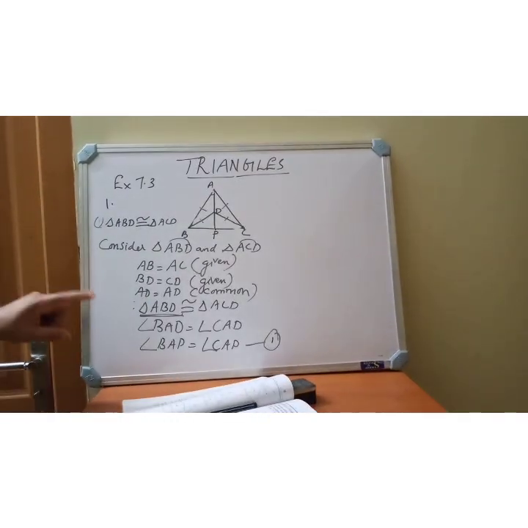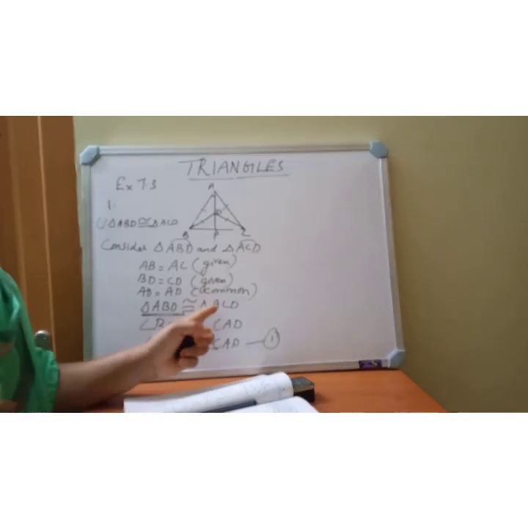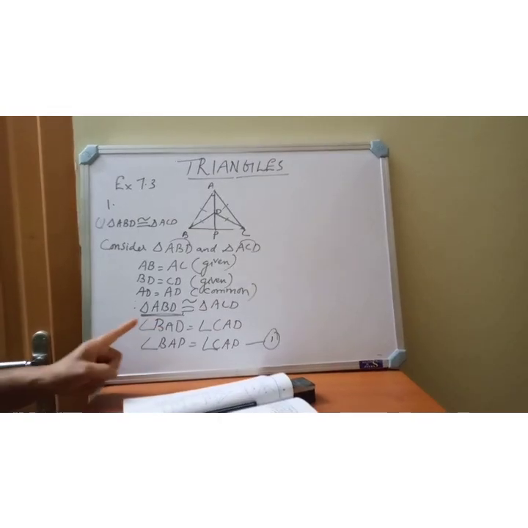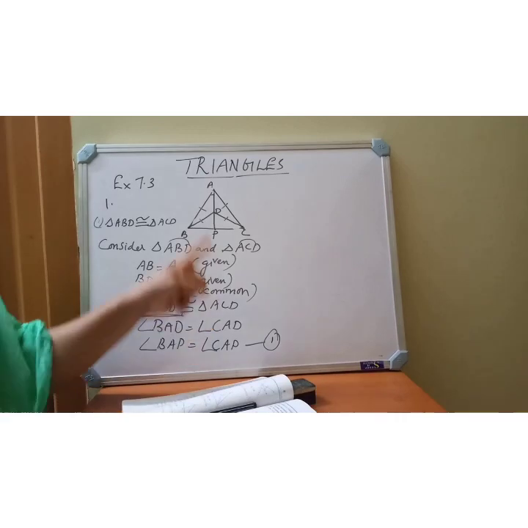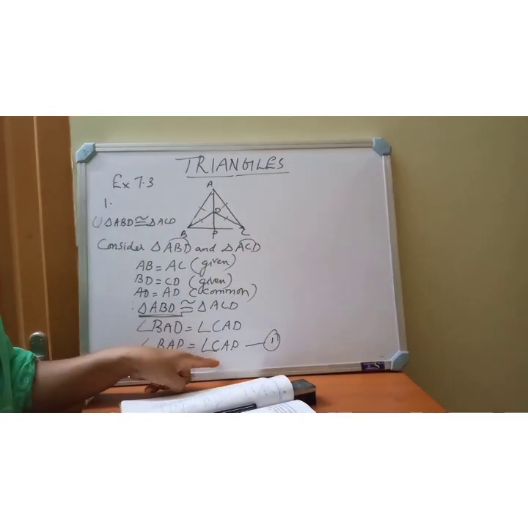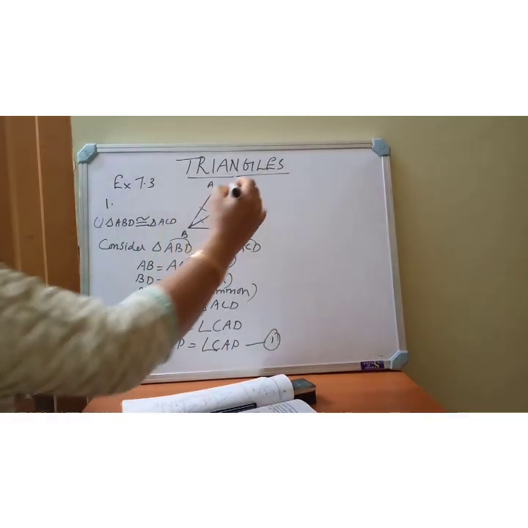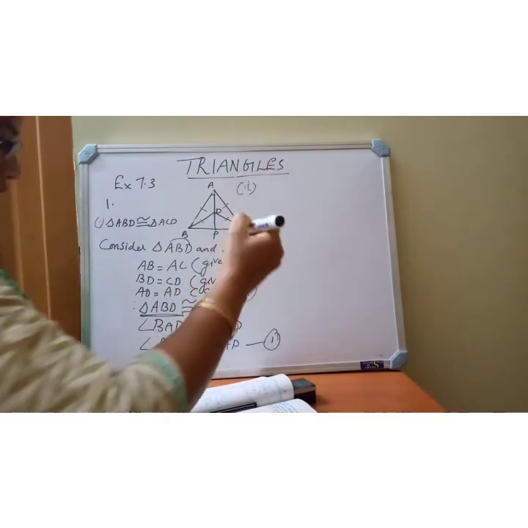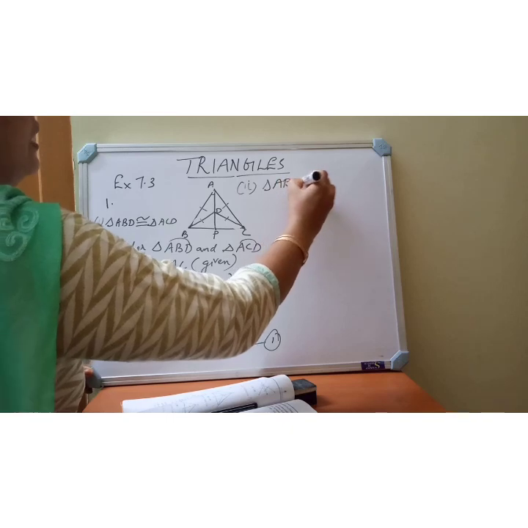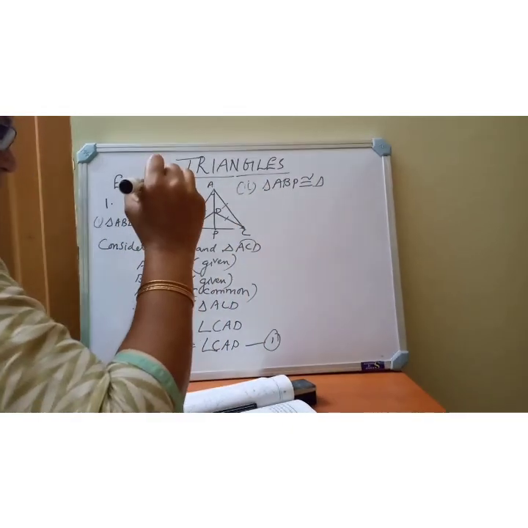For proving the second result, we need angle BAP. Since these two triangles are congruent, their corresponding parts must be equal. So angle BAD equals angle CAD, that means angle BAP equals angle CAP. You put that as equation number 1. Then the second part of the question: what is it? Triangle ABP is congruent to triangle ACP.